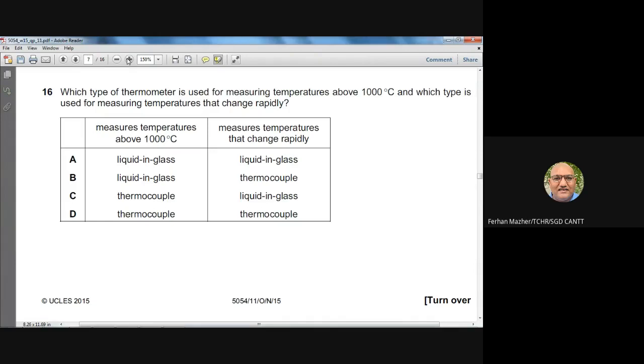For temperatures more than 1000 degrees centigrade, the thermocouple will be the best thing to use. And if the temperatures are changing rapidly and you want to measure and record them, the thermocouple will be the best thing. So I think D is the best option, sir. Question number 16, D is the right answer.